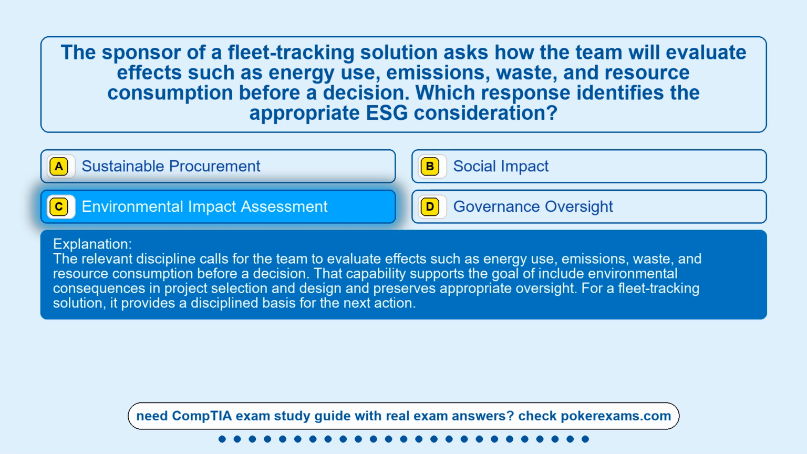The relevant discipline calls for the team to evaluate effects such as energy use, emissions, waste, and resource consumption before a decision. That capability supports the goal of including environmental consequences in project selection and design and preserves appropriate oversight. For a fleet tracking solution, it provides a disciplined basis for the next action.